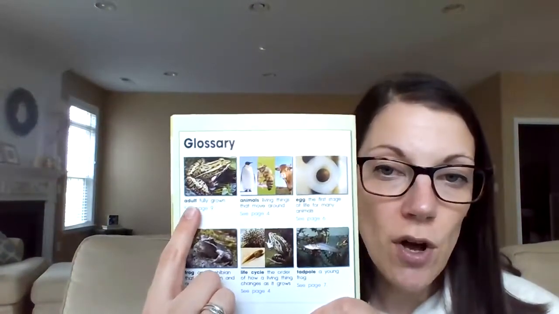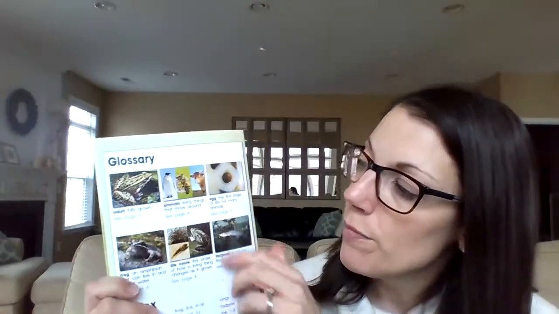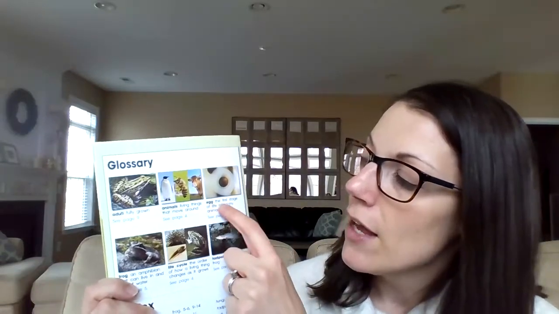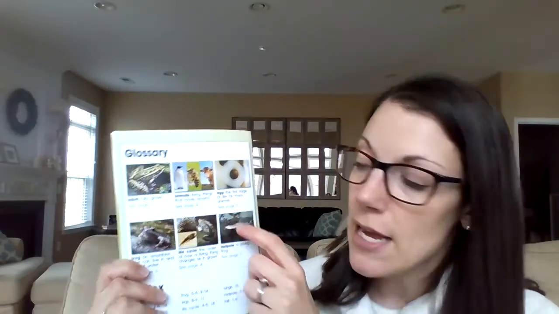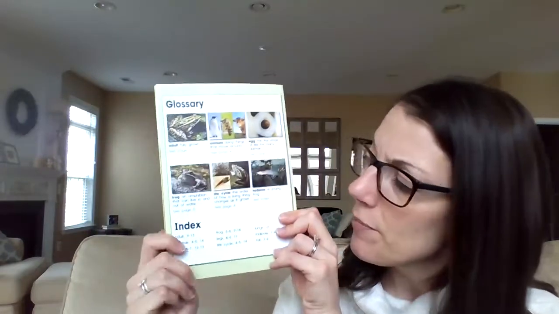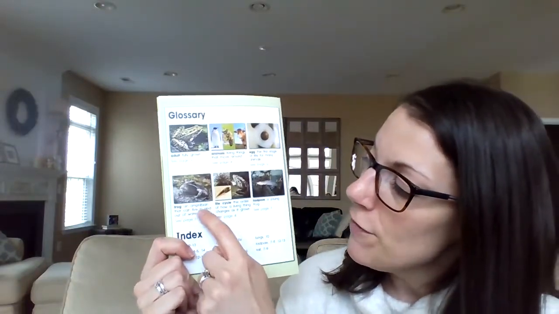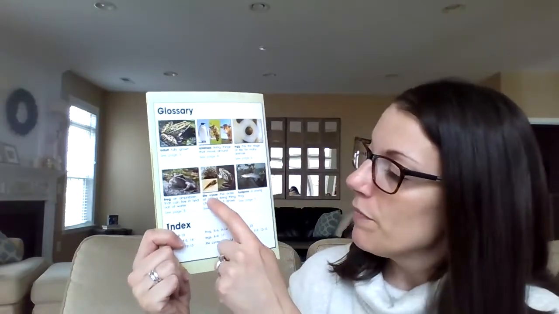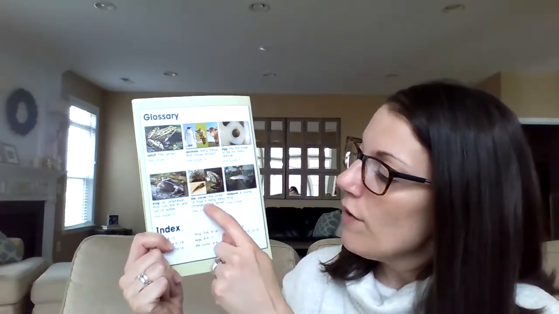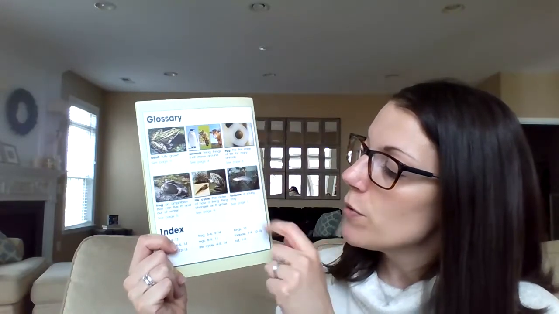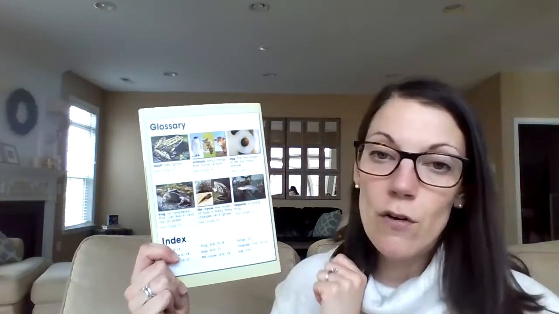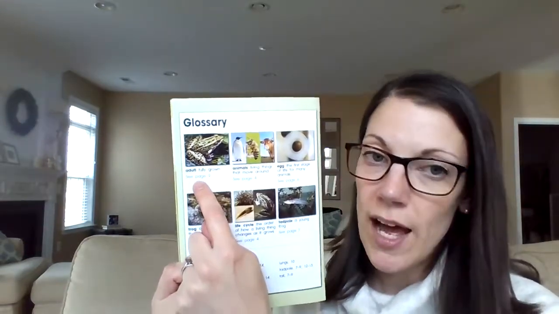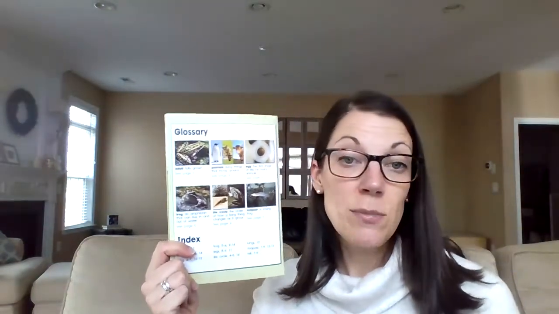This reads, adult, fully grown. Animals, living things that move around. Egg, the first stage of life for many animals. Not us, you didn't hatch from an egg. Frog, an amphibian that can live in and out of water. An amphibian is a type of animal. Life cycle, the order of how a living thing changes as it grows. And tadpole, a young frog. And under each of these glossary entries, it tells you what page you can look at to find out more about that. That's almost like a mini index.